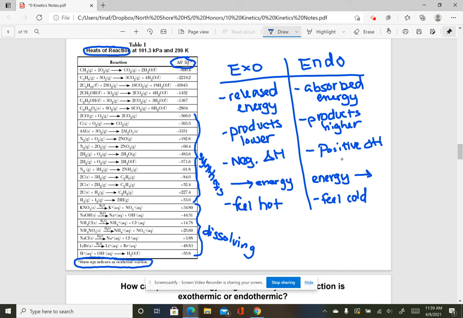And then up here we have hydrocarbons reacting with oxygen to make carbon dioxide and water. So these are our combustion reactions. And you'll notice that these are all exothermic. They all have negative delta H's.